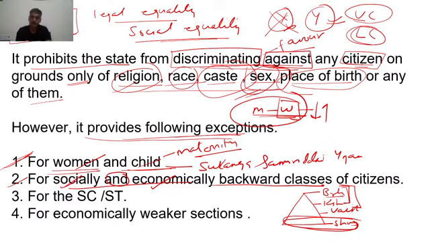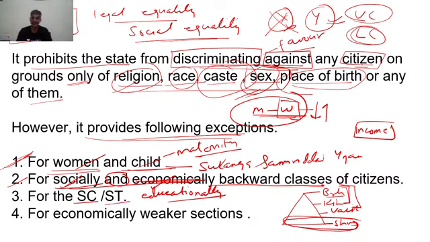Now, how to know that a class is economically backward or not? That depends upon your income. Okay? Sorry, this word is not socially, this is educationally. So that depends upon your income. If you are having income and you are still not sending your child to school, that's your fault. But if you are not having income and your child is not able to go to school, he is not being allowed to go to school because he is also socially backward, then the state will do something for you.